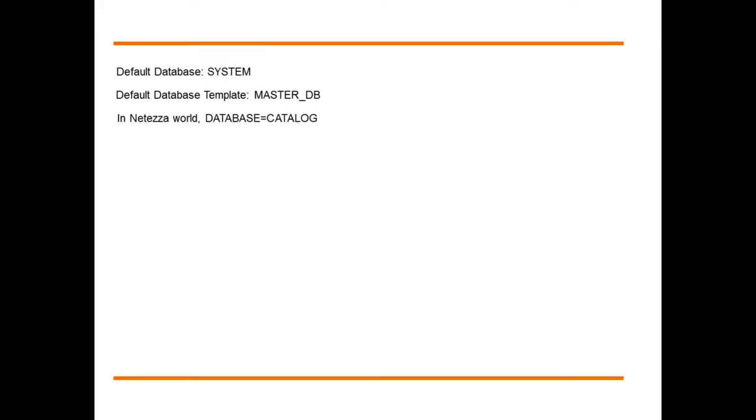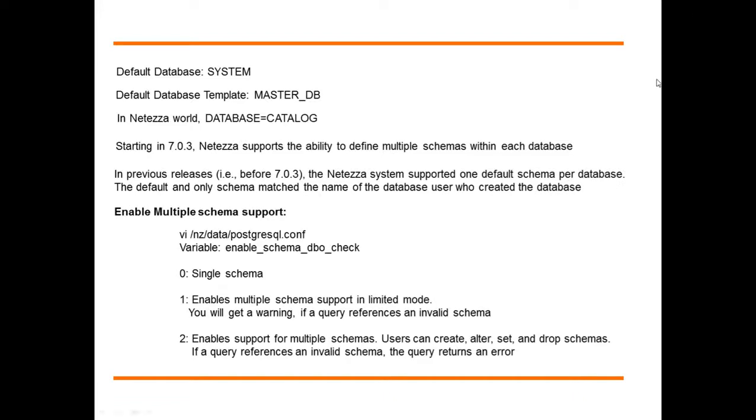so coming to the database, we have two default databases, system and master_db. However, in the latest releases, they are giving a template database called test1 database. In the Netezza world, we also call a database a catalog. Sometimes we also refer to a database as a catalog.